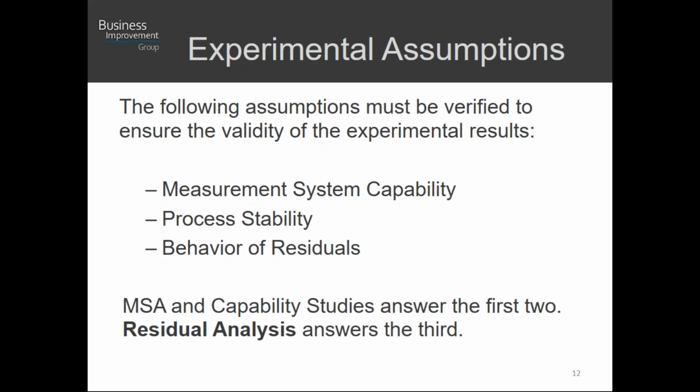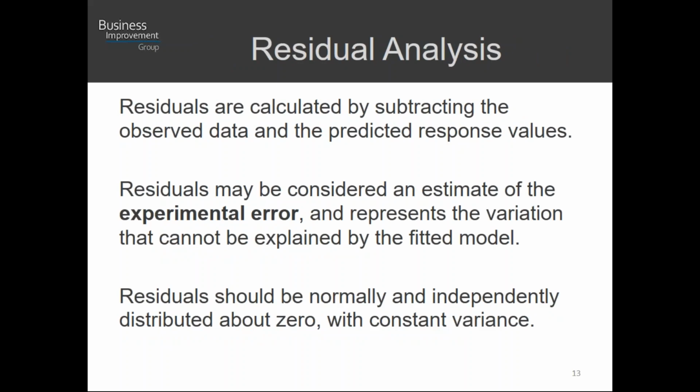The MSA and capability studies would answer the first two, and then the residual analysis answers the third. This is basically the part that I mentioned, how we calculate the residuals. And as I mentioned before, residuals actually allow us to estimate the experimental error. You always hear about experimental error, and folks who maybe aren't familiar with these methods will just chalk it up to experimental error, which is, for lack of a better word, an excuse, right?